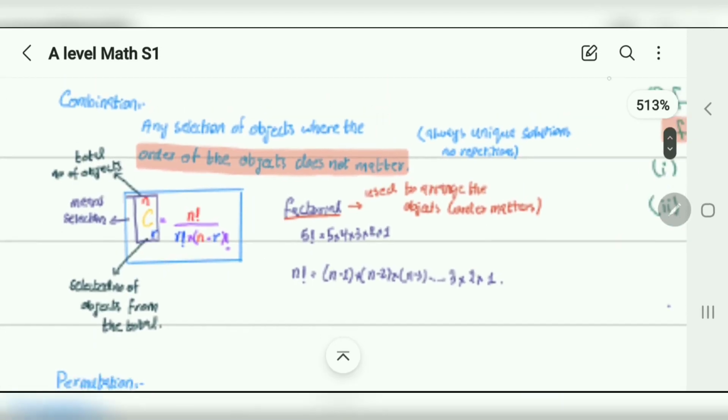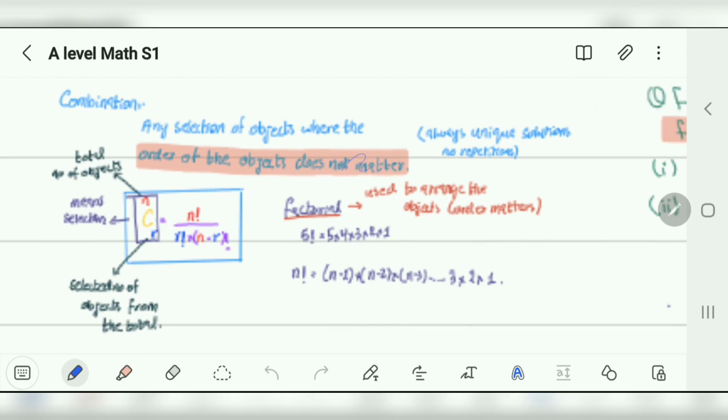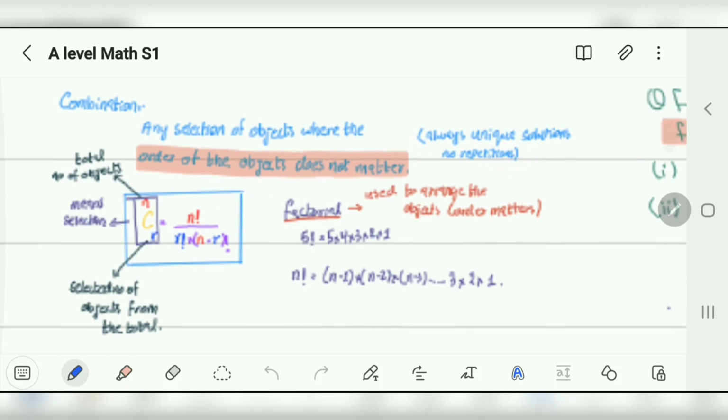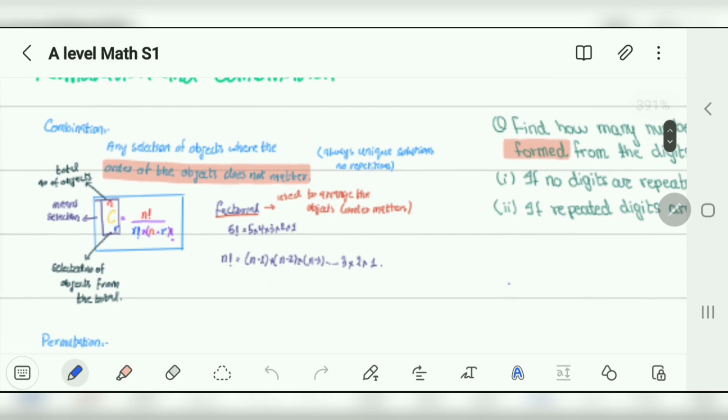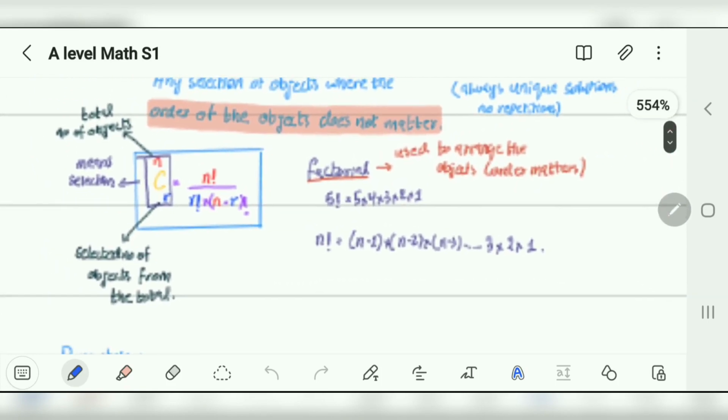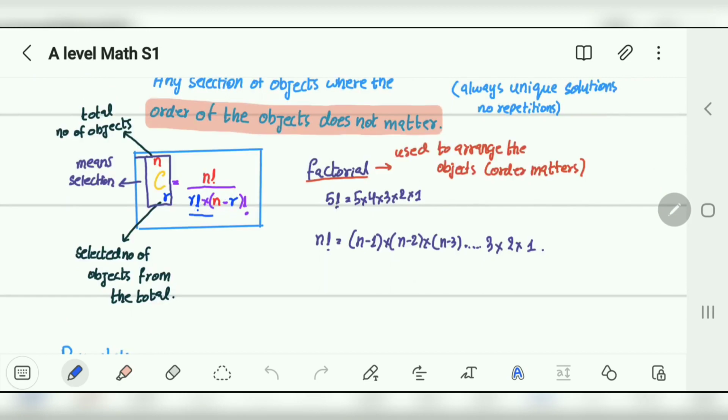Combination is any selection of objects where the order of the objects does not matter. Always a unique solution, no repetitions, and so nCr is equal to n factorial upon r factorial multiplied by (n minus r) factorial. Okay, so n is the total number of objects, and r is the selected number of objects from the total. Or you can just use it directly in a calculator. It doesn't really matter. You don't need to memorize this, but still, if you want to do it without a calculator, go for it.